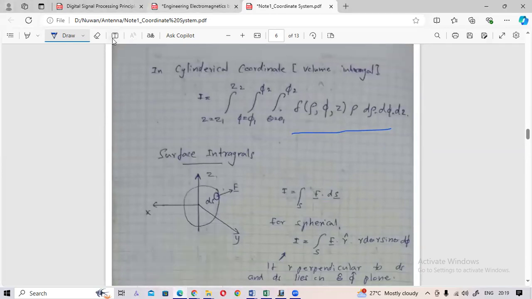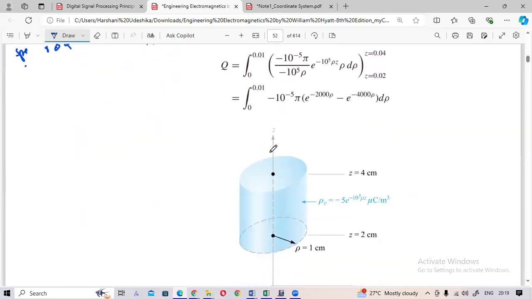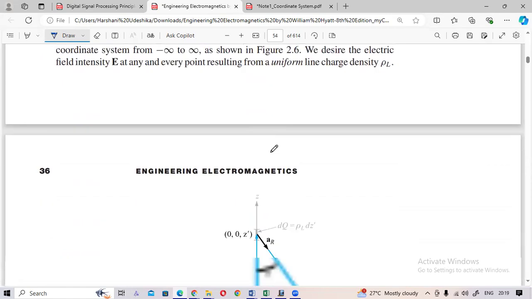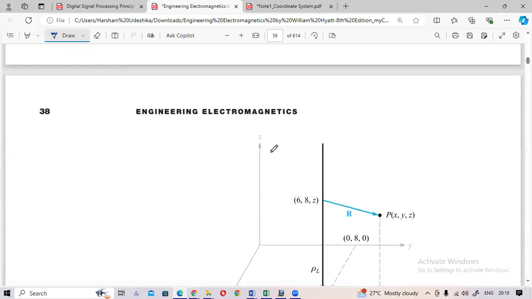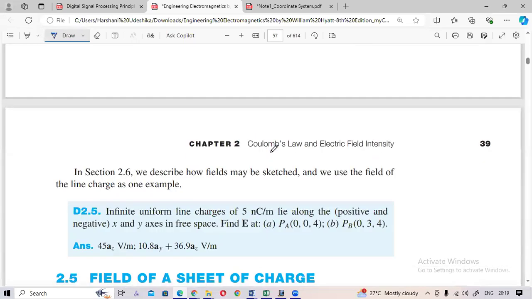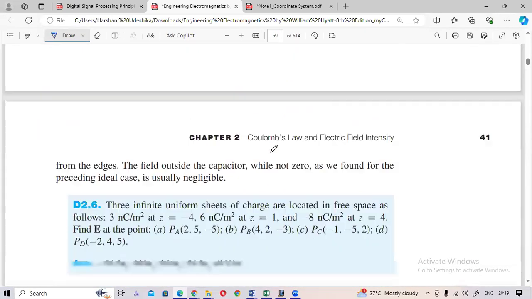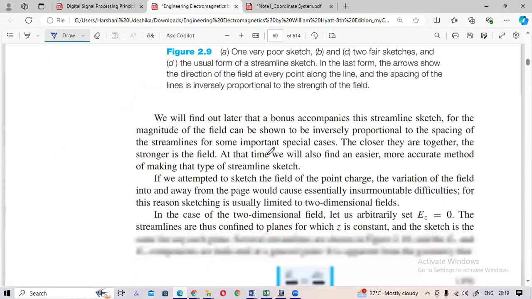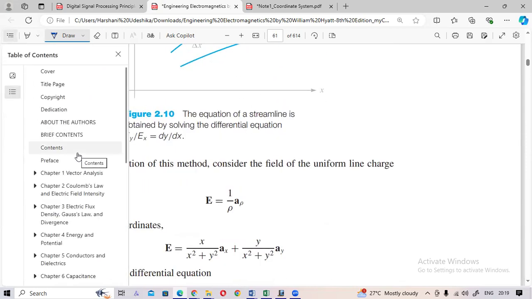So I hope that is also okay. I hope you can do this question by yourself also. In the next week, we will try to do one or two questions related with line charge and surface charge. Then we can move to chapter 3.